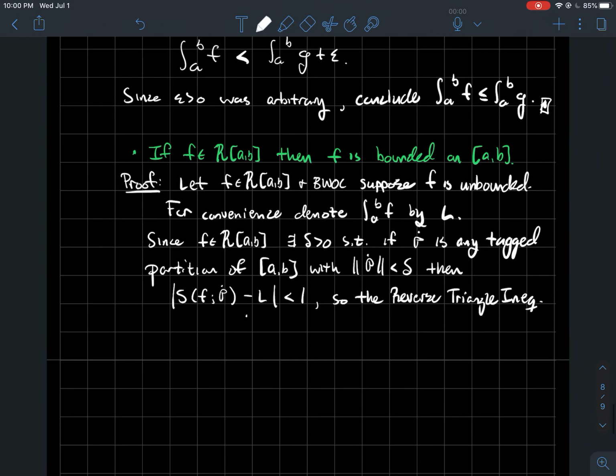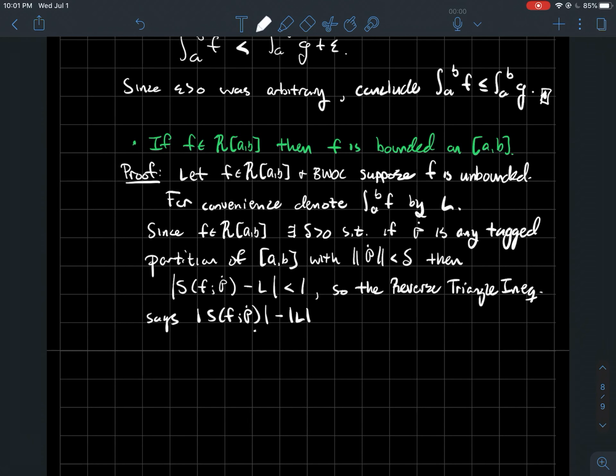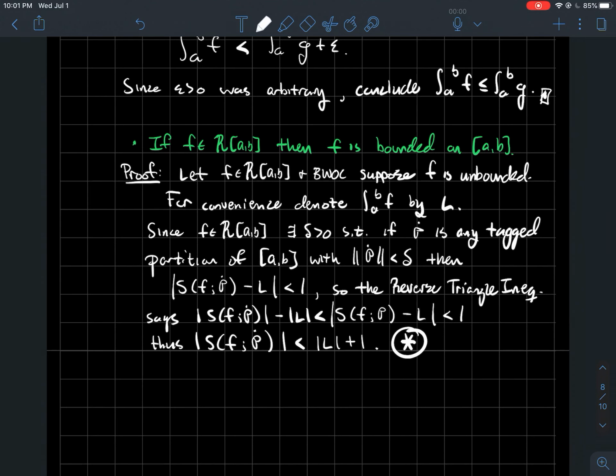What we'll do is rearrange that with the reverse triangle inequality. Remember, that says this thing is bigger than the difference of the absolute value of each one. And what do I know? That that's all less than 1. Finally, we'll just add this over here. So I conclude that the absolute value of the Riemann sum is less than the absolute value of L plus 1. In other words, the Riemann sum is bounded by |L| + 1. We'll call that star, and I'm going to refer to that a little bit later.